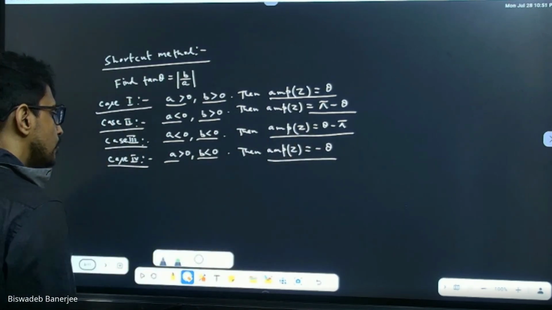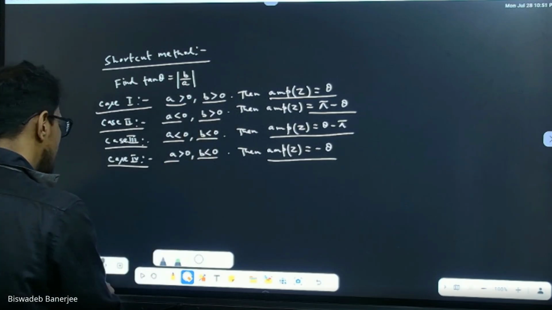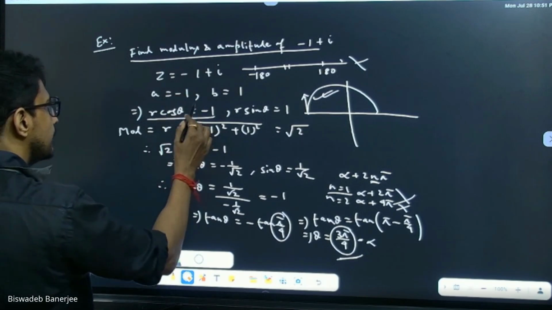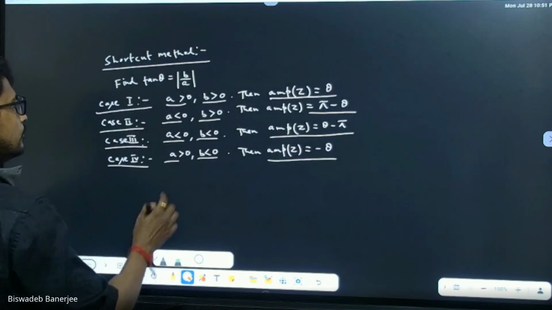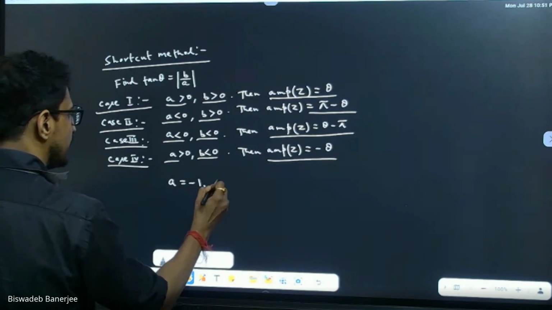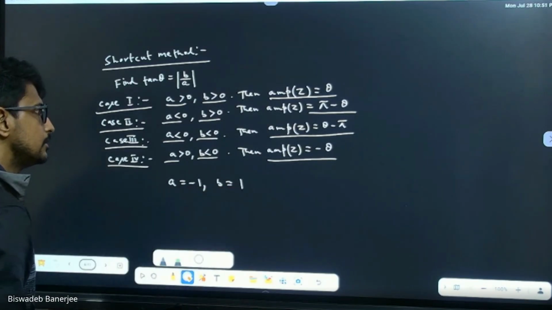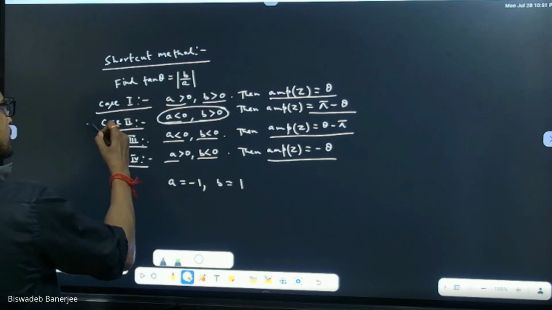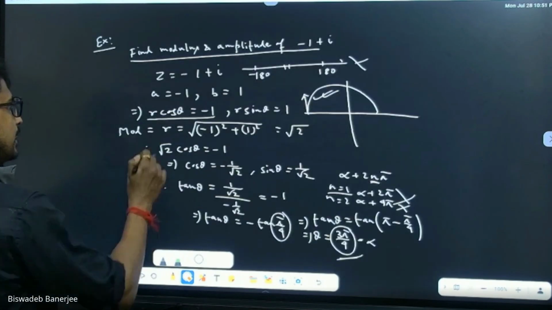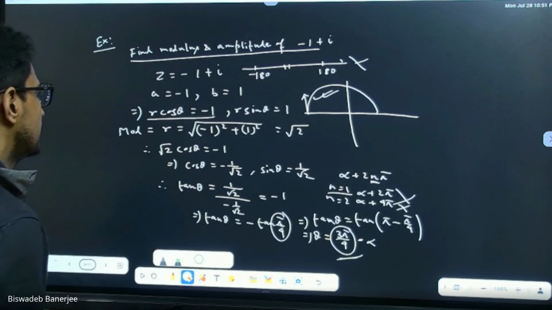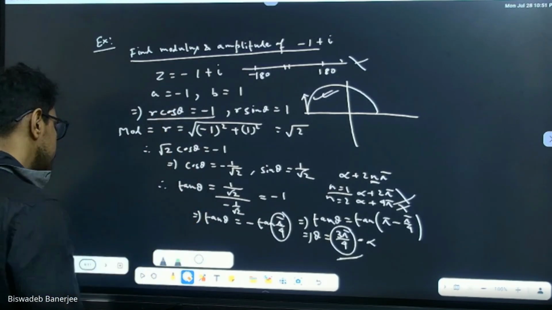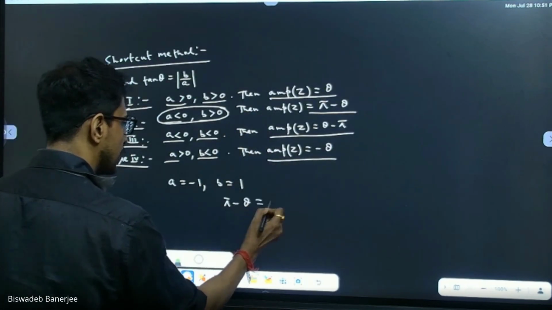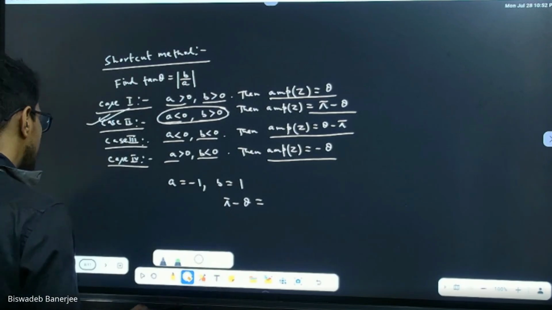So how can you apply the shortcut technique? See that in this question, my A is minus 1, my B is 1. So my A is negative, my B is positive. That means this is my case 2. So in that case, what is my amplitude? My amplitude will be pi minus theta.